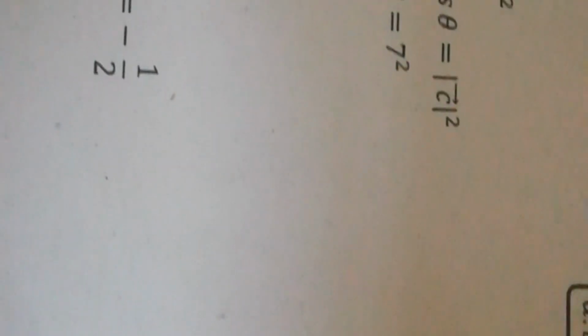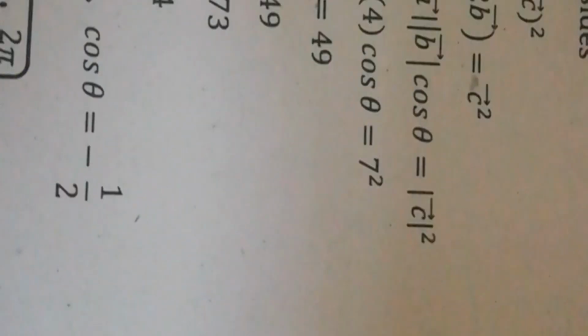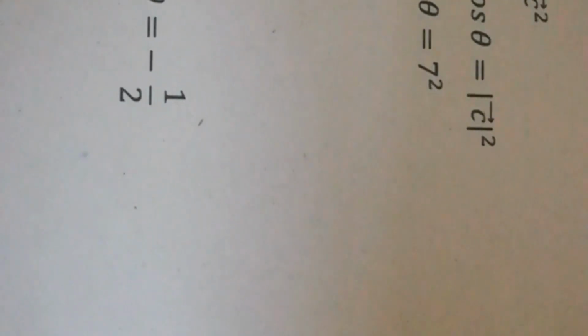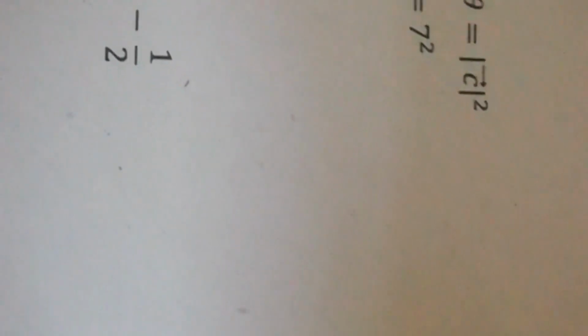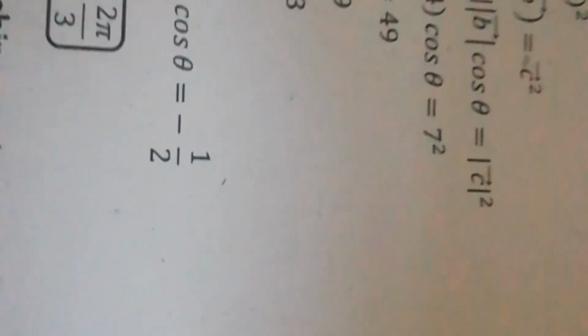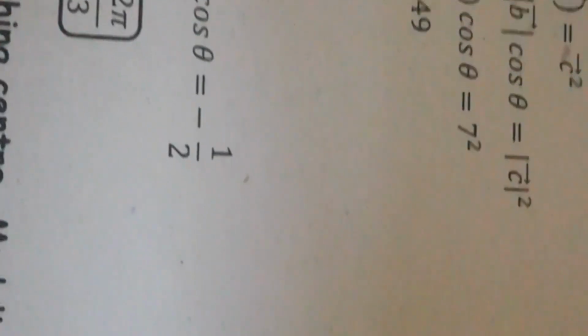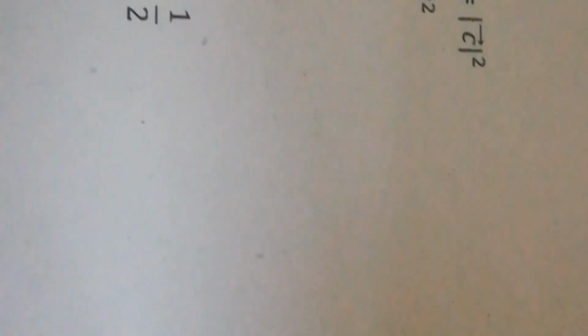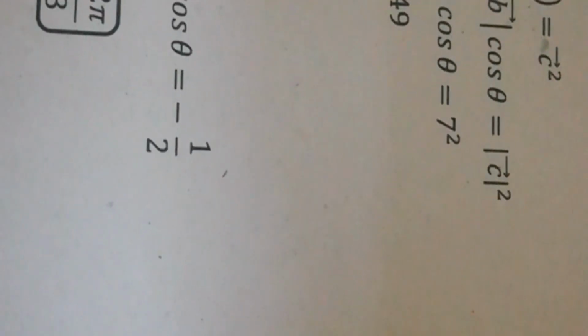What's the definition of A dot B? Modulus of A, modulus of B, cos theta. So we can put 4, since 2 twos are 4, modulus of A, modulus of B, cos theta, equals modulus of C square. Now we can substitute the values of modulus of A, modulus of B, and modulus of C. So that is 3 square, 4 square, 7 square.